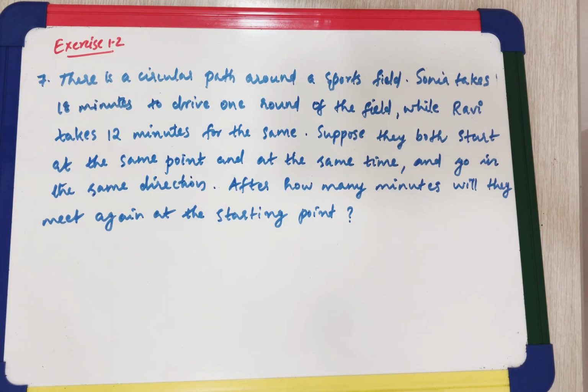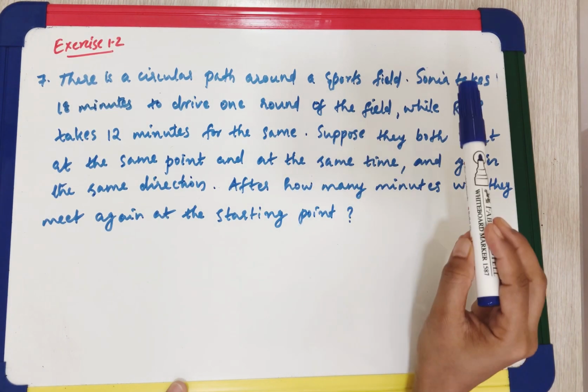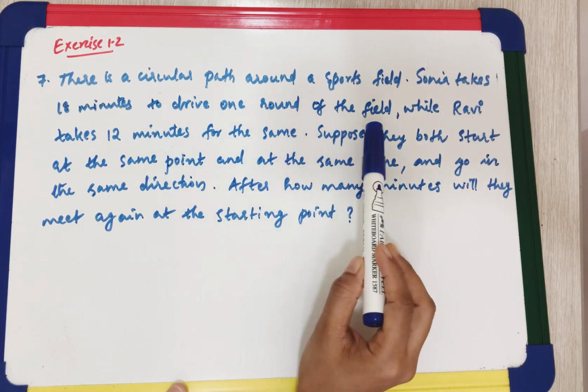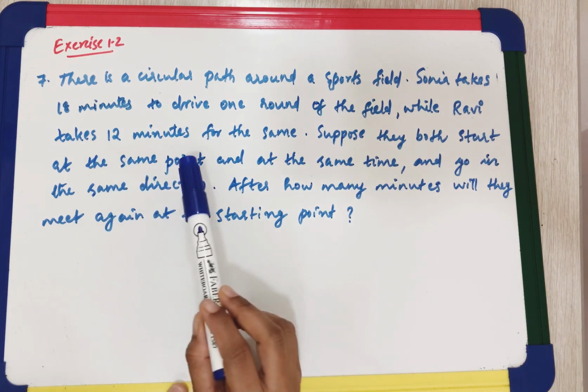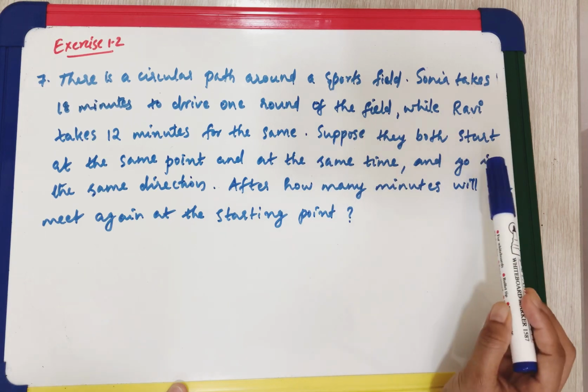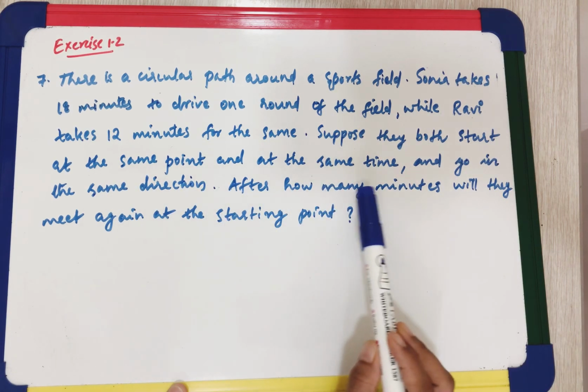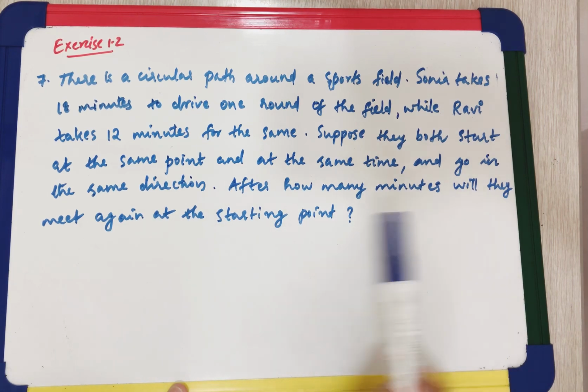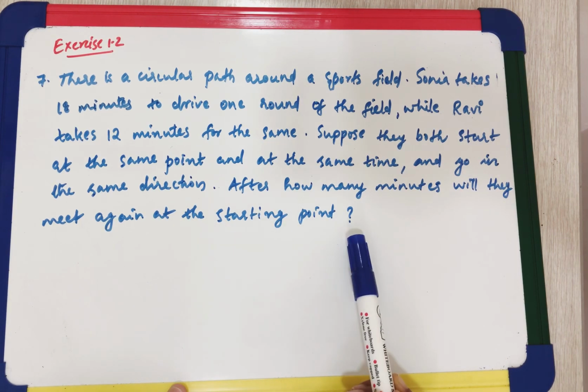Last question. There is a circular path around a sports field. Sonia takes 18 minutes to drive one round of the field, while Ravi takes 12 minutes for the same. Suppose they both start at the same point and at the same time and go in the same direction. After how many minutes will they meet again at the starting point?